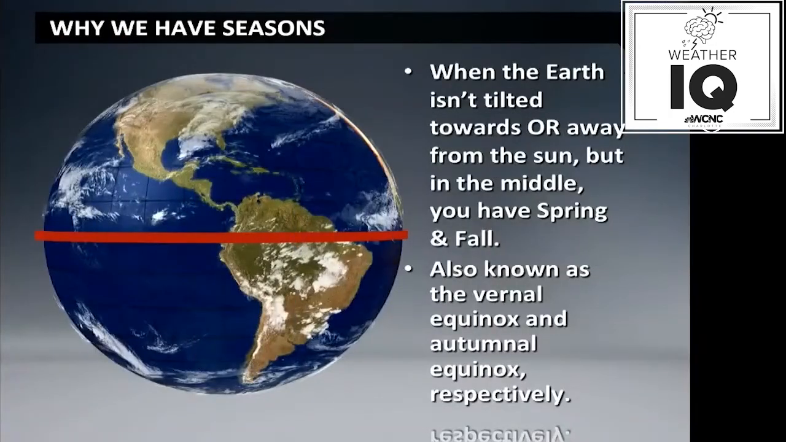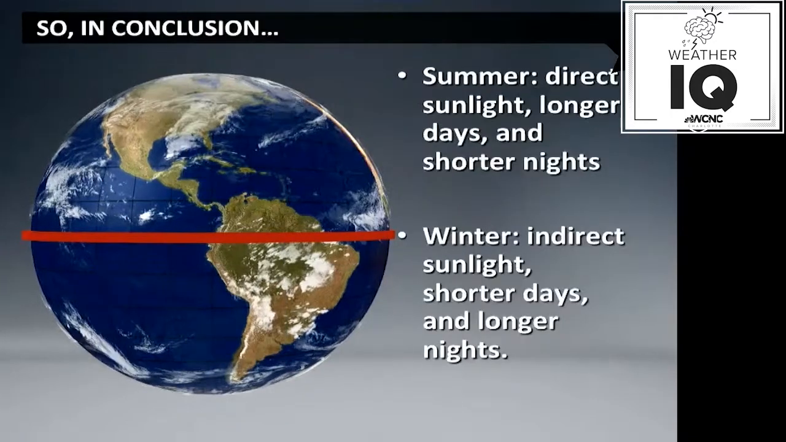But what happens when neither is true? So when the Earth isn't tilted towards or away from the sun, but let's say in the middle, that's when you get spring and you get fall. Now, also known as the vernal equinox and the autumnal equinox, respectively. Now, the equinox is Latin for equal night. So on the equinox, night and day are almost the same length, 12 hours. So during the spring and fall, we have equal amounts of sunlight. So in conclusion, summer is direct sunlight, longer days and shorter nights. In the winter, you have indirect sunlight, shorter days and longer nights.